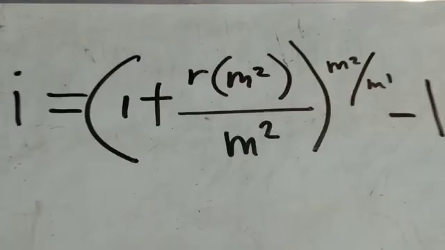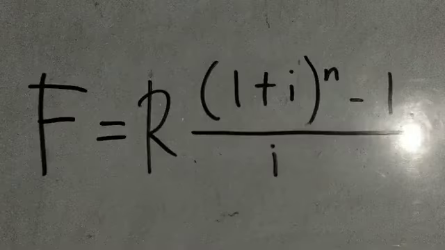When finding the future value of a general annuity, we will first find the i, or the interest rate per period, using this formula. Make sure to take note of that. When you have already found the interest rate per period, we will now proceed to find the future value of a general annuity using this formula. Take note of this also.